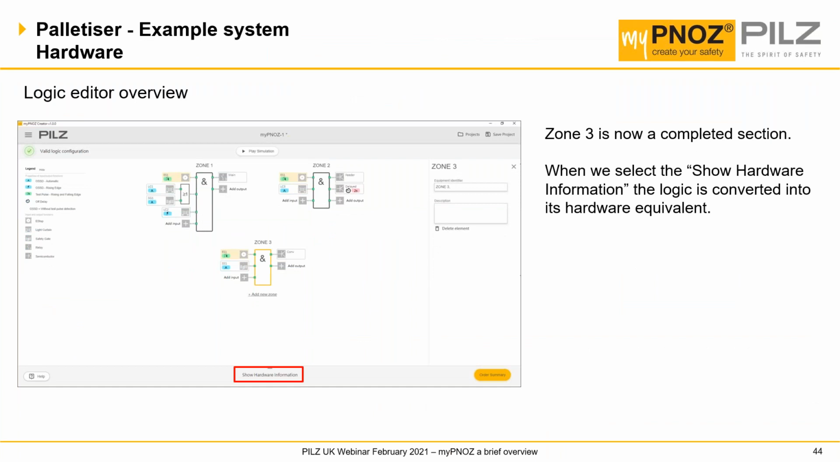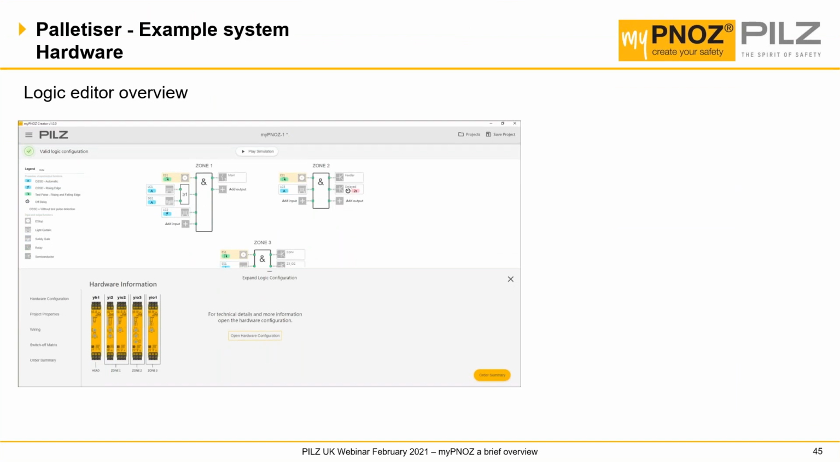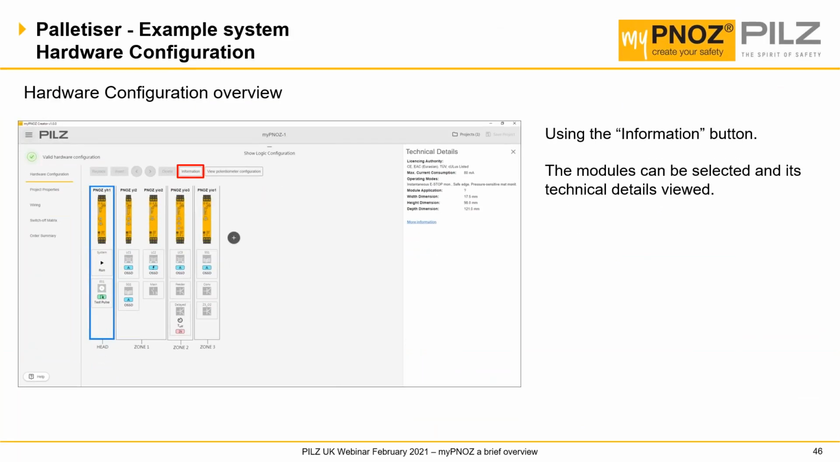We now have the show hardware information, as all the logic is converted into the hardware when we press this button. All the hardware has now been calculated, and we will progress through the other options that are available to you in the logic editor. There is an option at this point to build a system using the hardware editor. We've just used the logic editor, but the hardware editor is not as simple to use and so will not be shown here. If you have an existing system that needs modification or a different type of module, this editor may be of use.